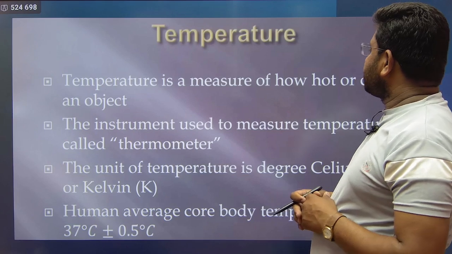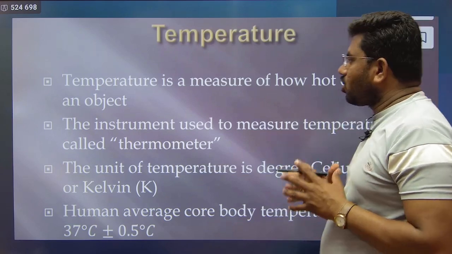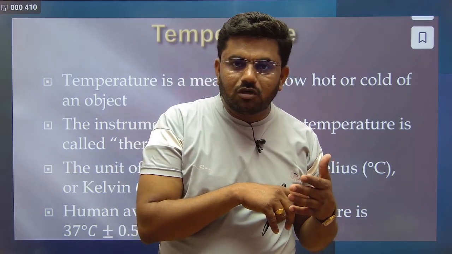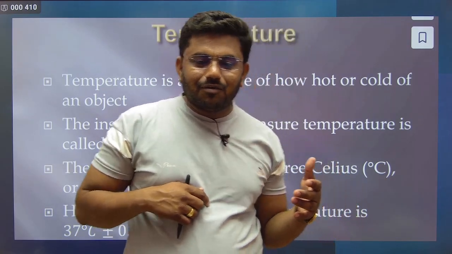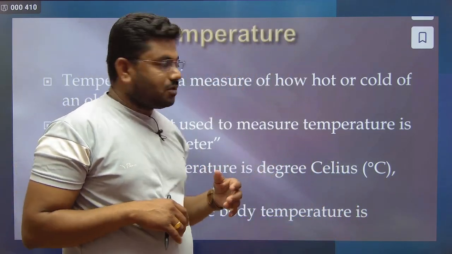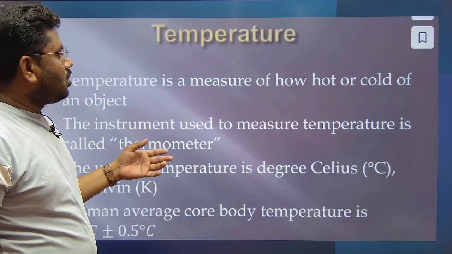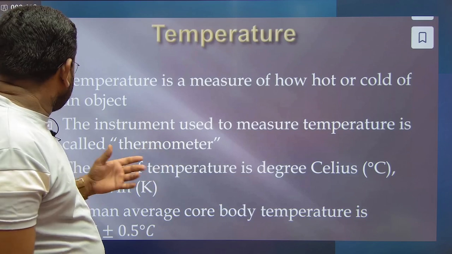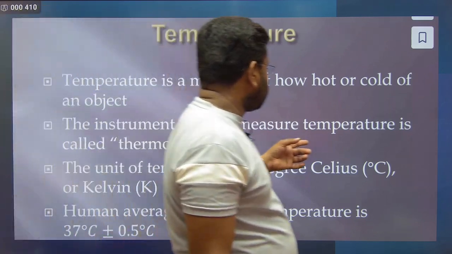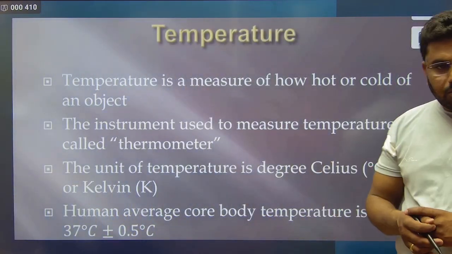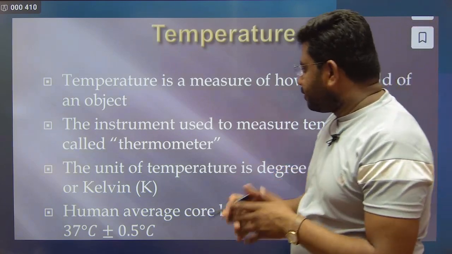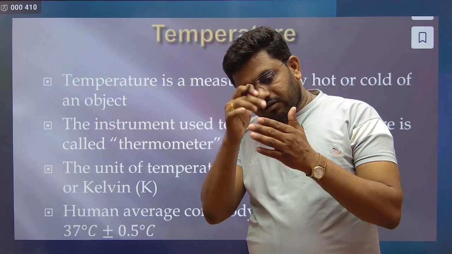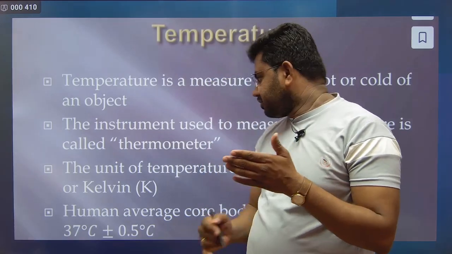The temperature is a measure of how hot or cold an object is. Suppose we touch something and it is hot, then we have to pull away, because we get the heat from it. So temperature is how hot or cold an object is, that we have to count. The instrument used to measure the temperature is the thermometer. Generally everybody knows it. The unit is degree Celsius or Kelvin, already mentioned on it with numbers.